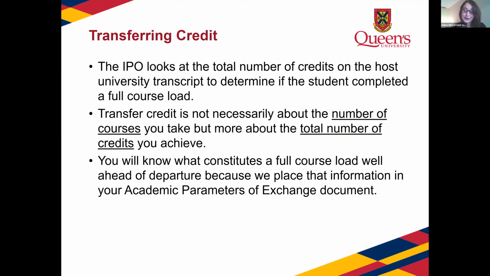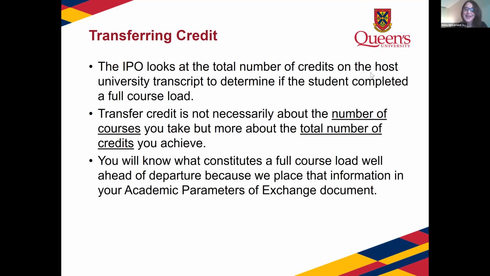Okay. So I mentioned that when you're on the exchange program, you are responsible for enrolling in and completing a full course load. That's something that's baked into our exchange agreements with our partners. When we in the International Programs Office are transferring your credit back to Queen's, which is the very mechanism within the exchange program that allows you to continue progressing in your degree program, it's very, very important. And when we are transferring that credit, we're looking at your host university transcript. And we are looking at the number of credits that you enroll in at your host university to determine if you complete a full course load.